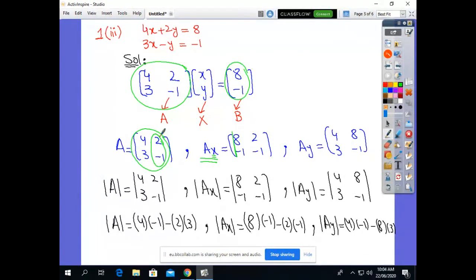Similarly, when we find the matrix AY, instead of Y we write the matrix B, and the other elements are the same. The other elements of matrix A are 4 and 3. That is, we replace the values. Instead of the X column we put matrix B for AX, and instead of the Y column we put matrix B for AY. Is it clear?